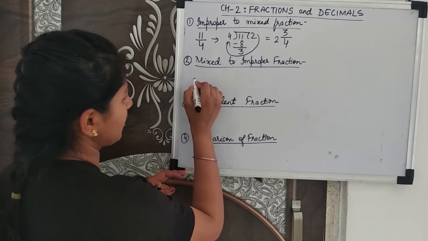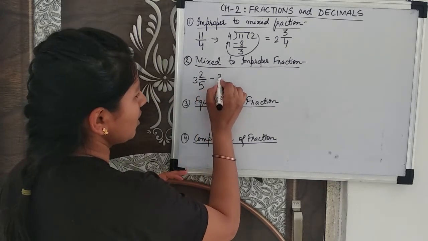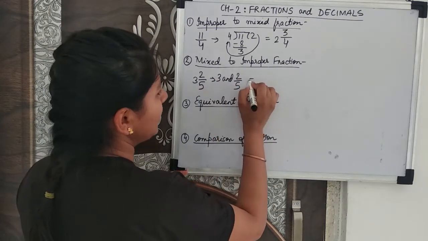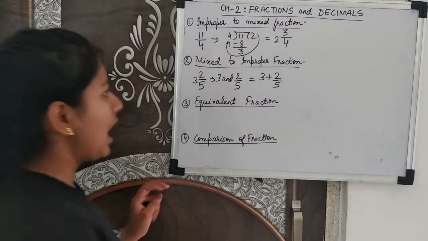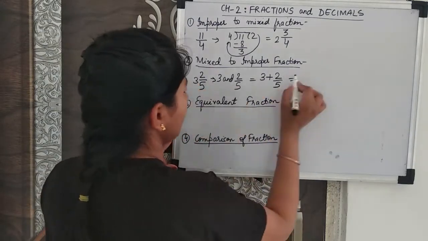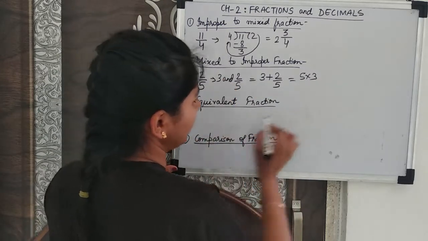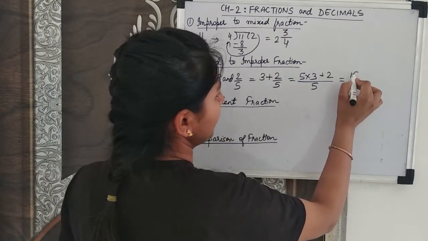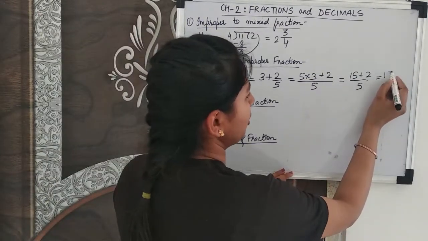Now suppose one mixed fraction is given. How do we read it? As 3 and 2 by 5. This 'and' means plus: 3 plus 2 by 5. And how are we doing it directly? 5 3s are 15. 5 into 3, this is multiplied and this is added. Plus 2. And the denominator remains the same. So it's 15 plus 2 upon 5. What is coming? 17 upon 5.